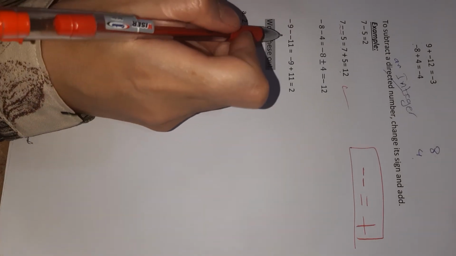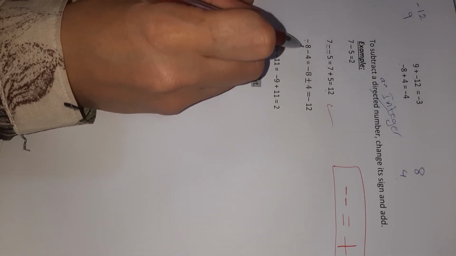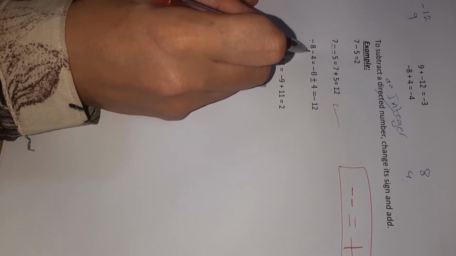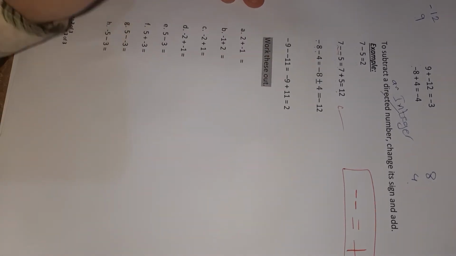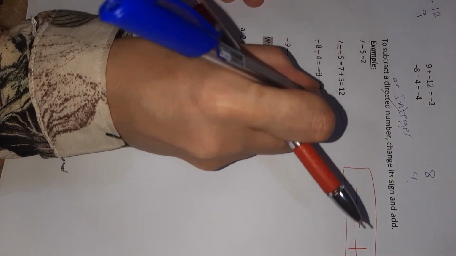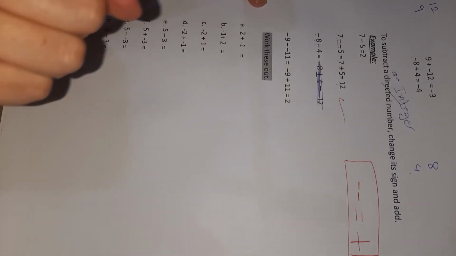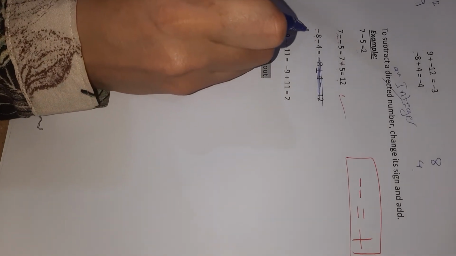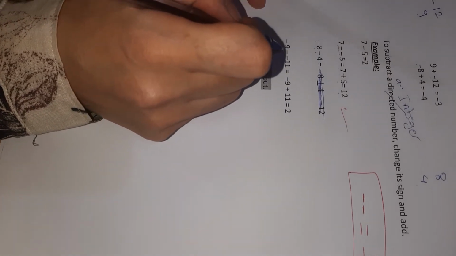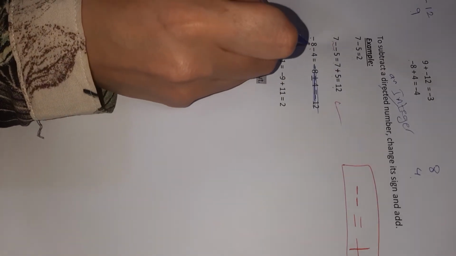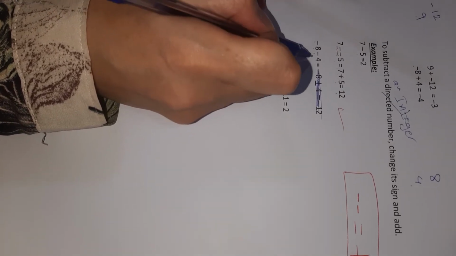Now, here, -8 minus 4. Okay, I'll do it for you. Look, you can think about this statement in two ways. The first way is, this is -8 and take away from -8 4.